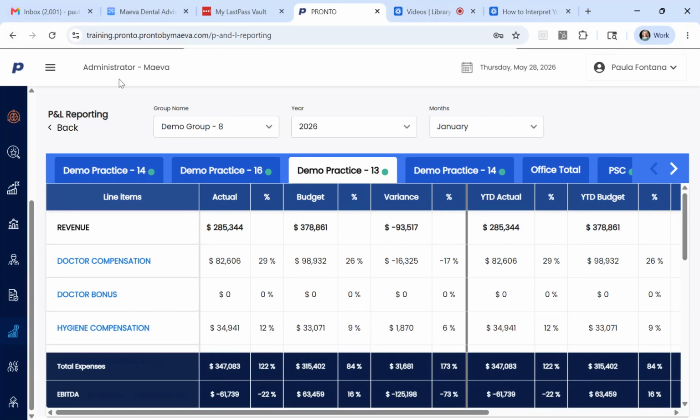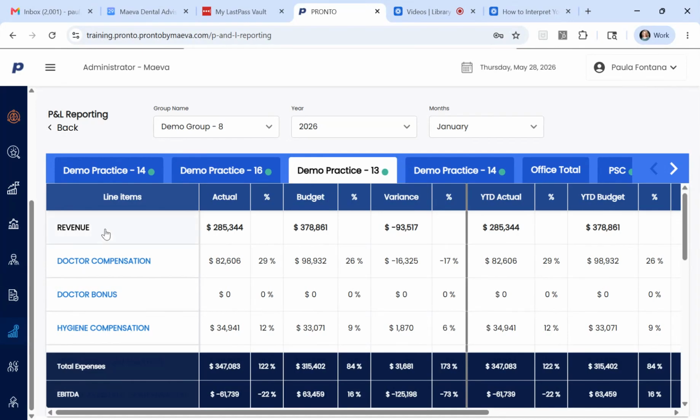A couple of things I want to bring your attention to when you log into Pronto. You're going to select the P&L report feature from your navigational bar. You'll need to select your group name along with the year that you want to look at and the month or months that you want to be able to view. Now, for purposes of today's exercise, I'm going to stick with Lucky Practice 13, and we'll review some of the detail associated with their performance.